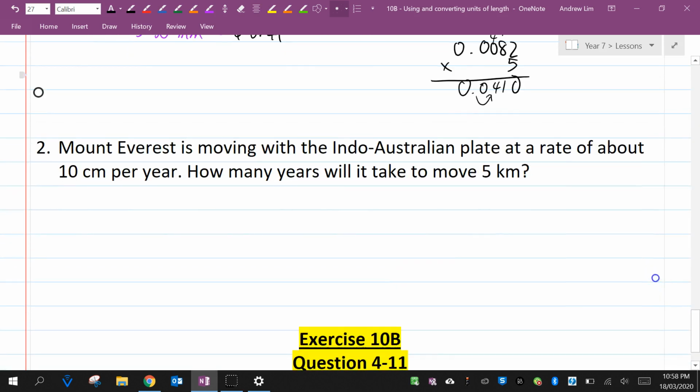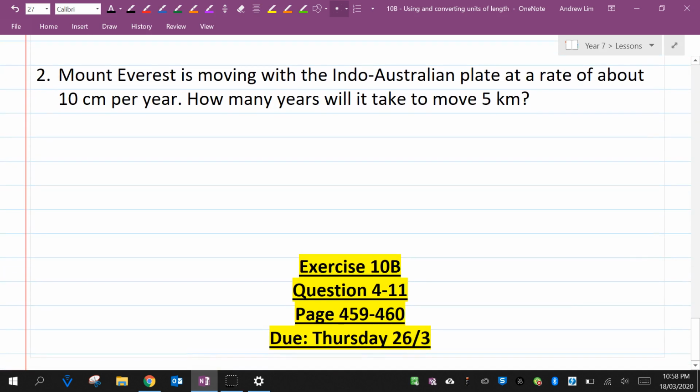Okay, last question. Mount Everest is moving with the Indo-Australian plate at a rate of about 10 centimeters per year. How many years will it take to move 5 kilometers? Okay, so to work this out, maybe it's best to work out how many centimeters there are in 5 kilometers. So 5 kilometers, we want to convert that to centimeters. So I'm going to times that by 1000 to turn that into meters, and times it by 100 to turn that into centimeters.